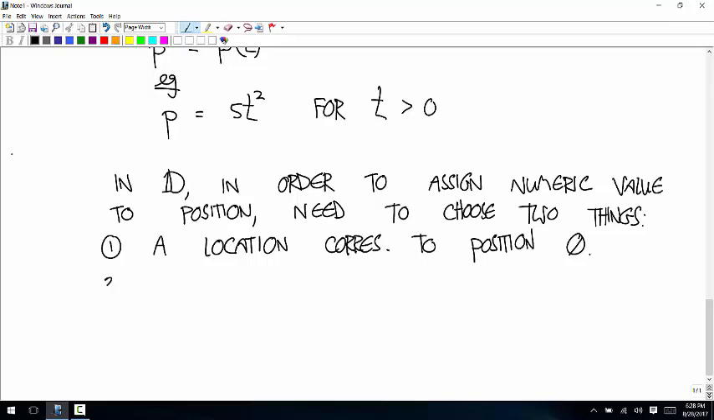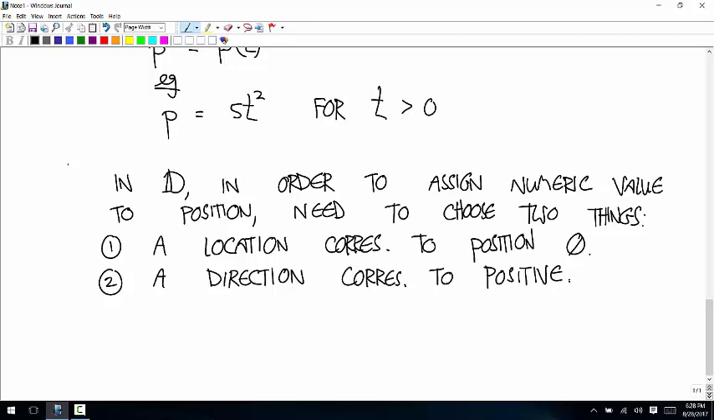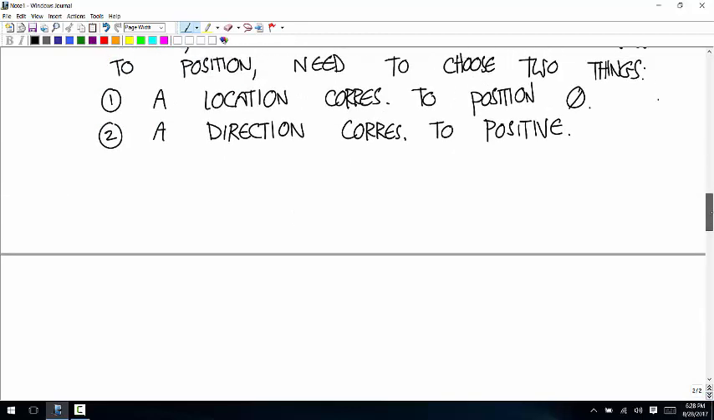And the second thing you have to choose is, so the object in 1D always has two directions it can go. You have to assign one of those directions positive and assign the other direction negative. So a direction corresponding to positive. Once you choose which direction is positive, then the other direction is negative. Okay, so let's see what this looks like.